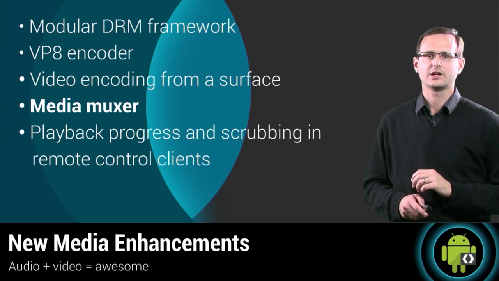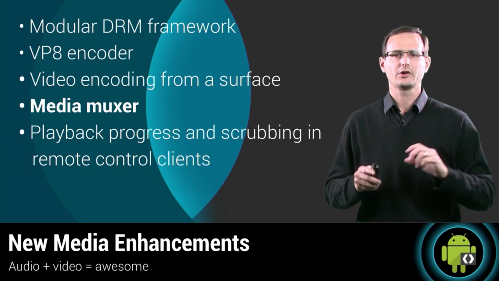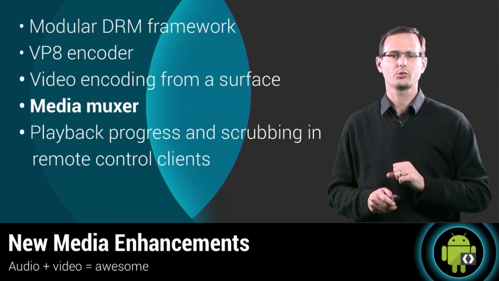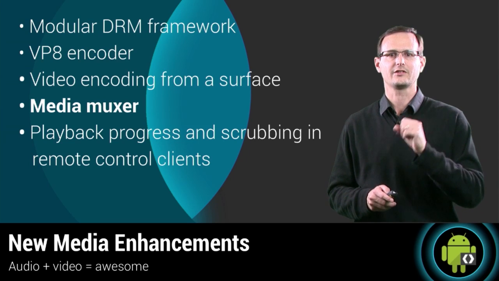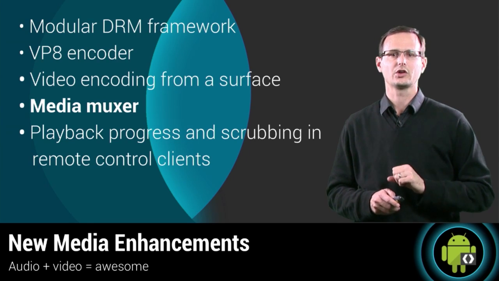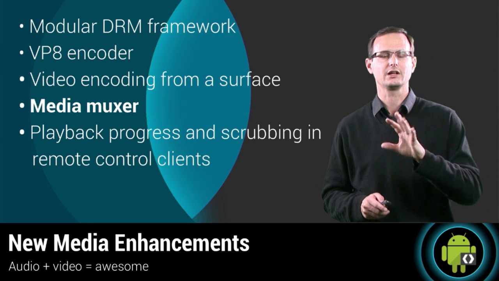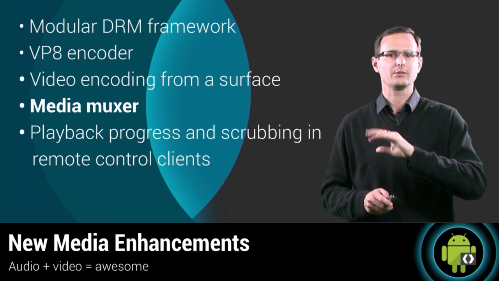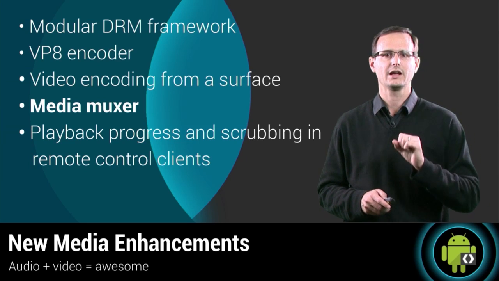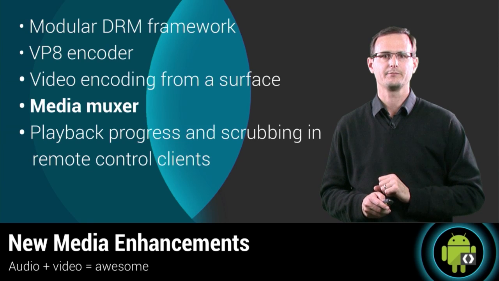The MediaMuxer class enables multiplexing between an audio stream and a video stream. It's designed to work primarily with MediaCodec, so you can perform video processing using MediaCodec and then save the output to an MP4 file using the MediaMuxer. The MediaMuxer can also be used in combination with MediaExtractor to perform media editing without the need to encode or decode. Currently, MP4 is the only supported output format, and the MediaMuxer supports only one audio stream and one video stream at a time.